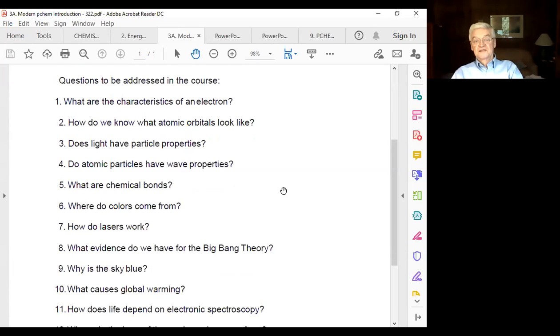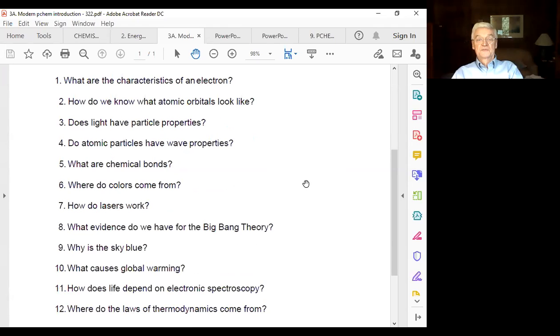Number 8, this is something you might not have expected to hear in this course, but we're going to talk about where the Big Bang theory for the creation of the universe comes from. We're going to see the most fundamental aspect of this is based on understanding the hydrogen atom and how the spectra of the hydrogen atom tell us what the universe is actually doing and expanding and so on. I'll try to remember to tell you why the sky is blue. If I forget and somebody really wants to know, please remind me.